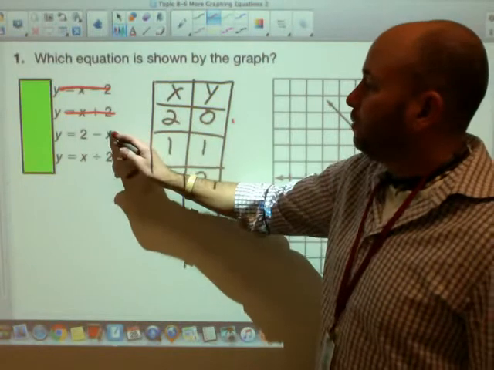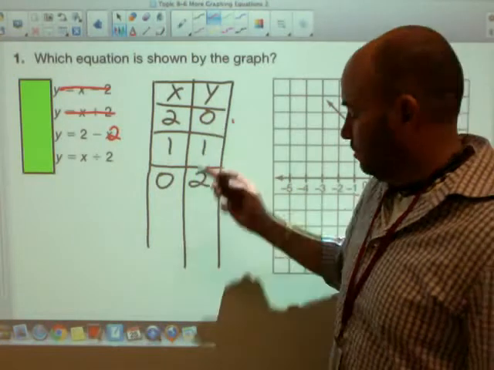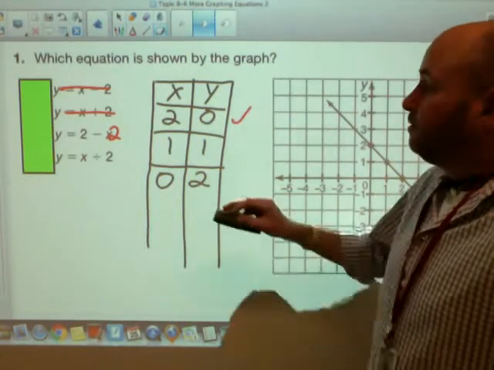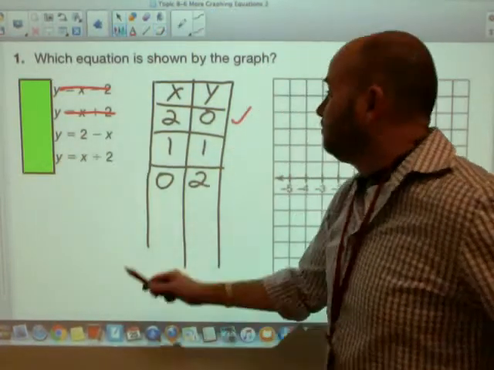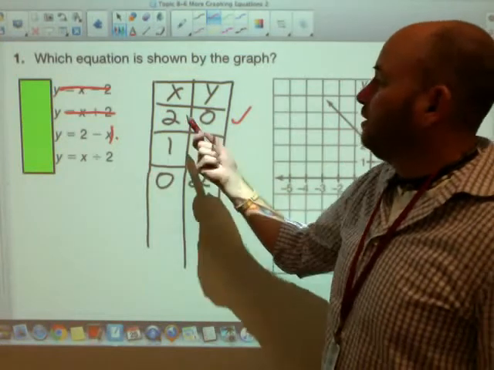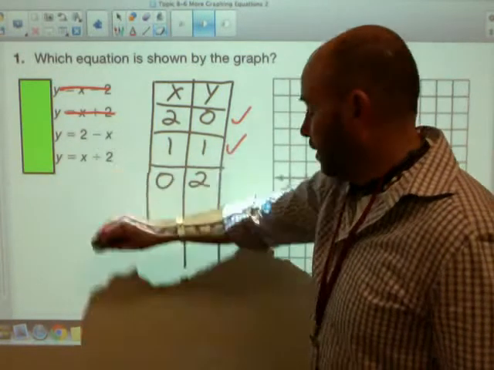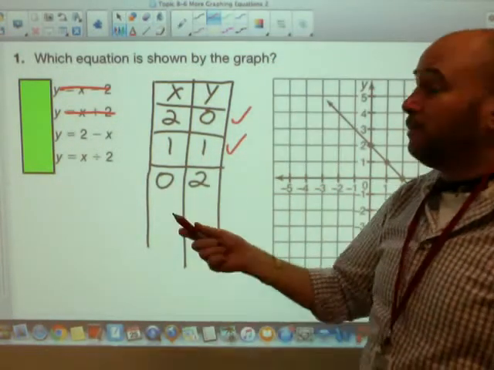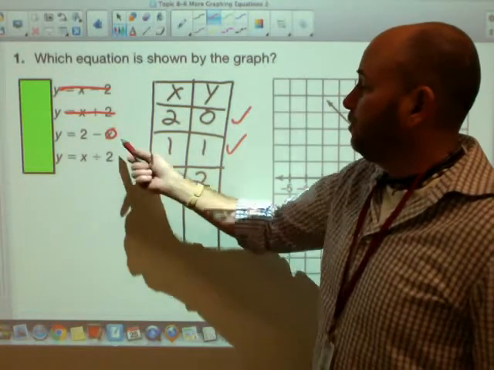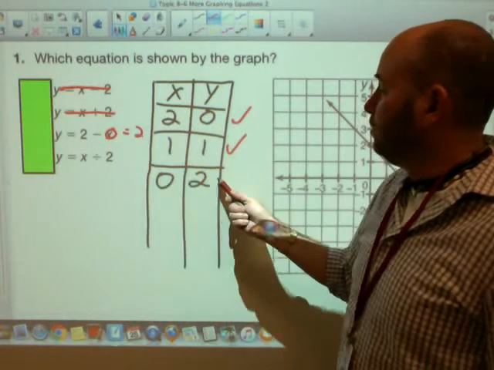I'm going to put my x value in there. 2 minus 2 equals 0. Okay, I've got that. That point works, okay? So let's try the next value. 1. 2 minus 1 equals 1. That works. So far, we've got a working one. Okay? And at this point, I'm going on my third number, so I should be able to get it to work. Plug in x value of 0. 2 minus 0 obviously equals 2, so that works.